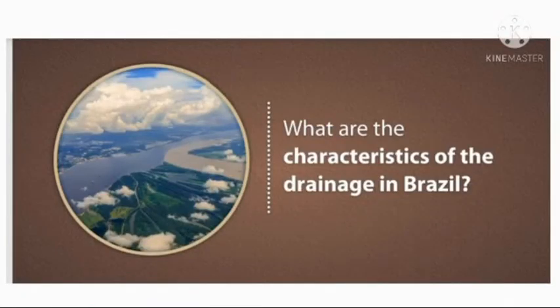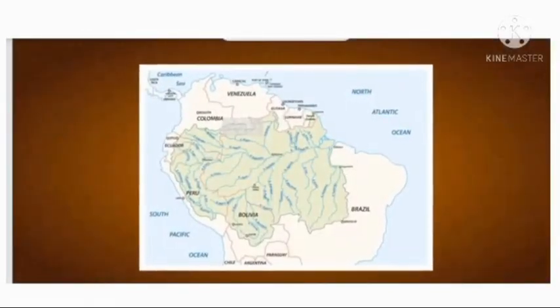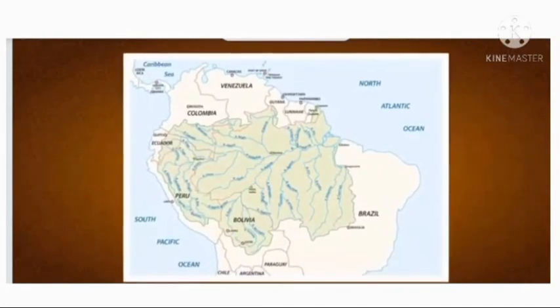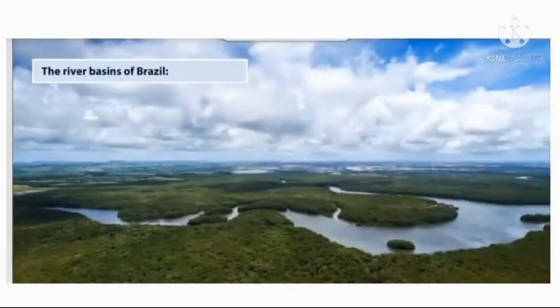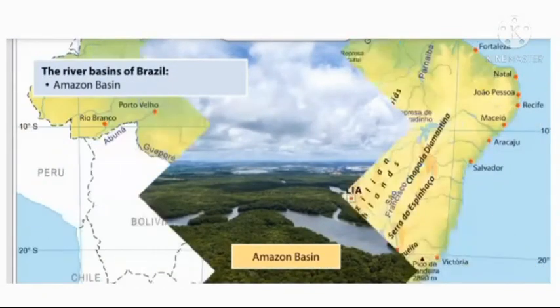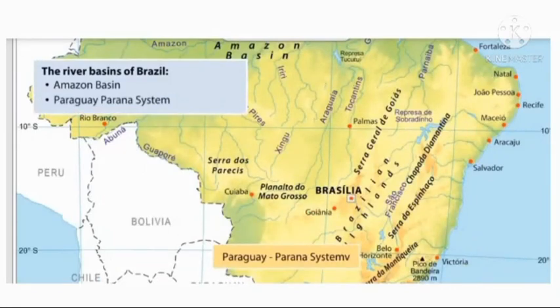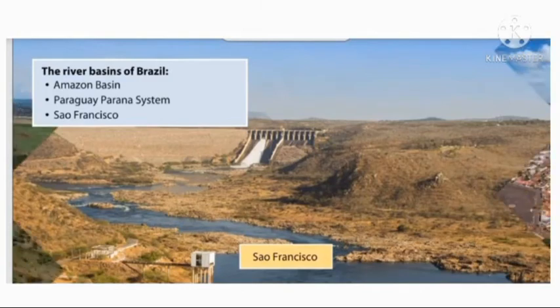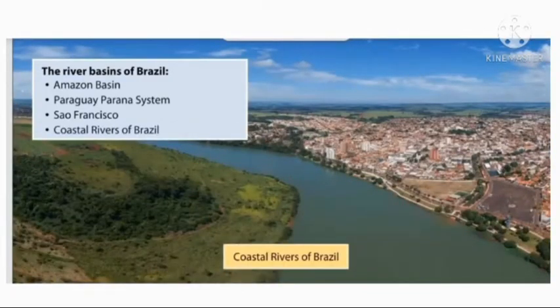What are the characteristics of the drainage in Brazil? Brazil has the most extensive river system in the world that winds its way through the magnificent terrain. Brazil has three major river basins: the Amazon Basin, Paraguay-Parana system in the southwest, and the São Francisco in the eastern part of Highland, and other rivers at the coasts.